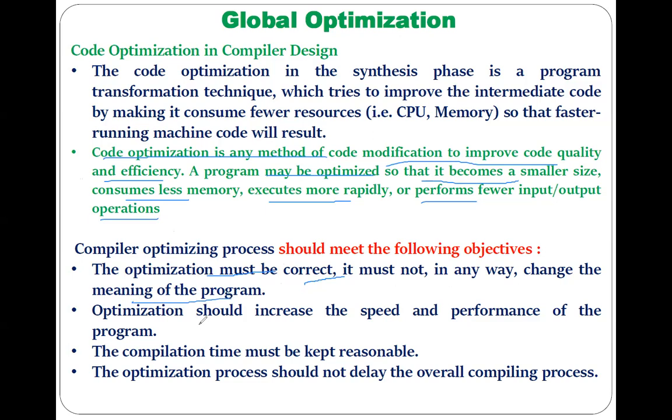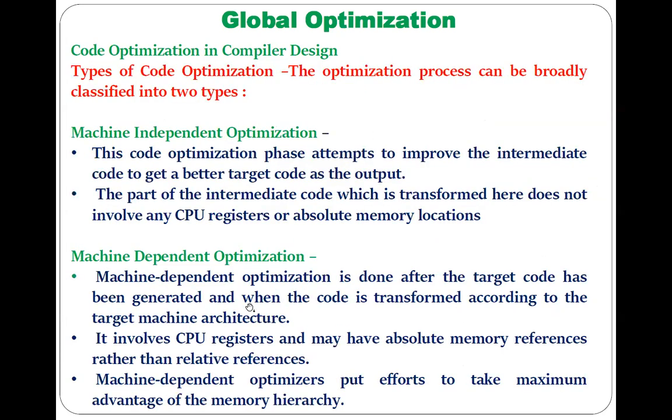And while performing the optimization, it must increase the speed and performance of the program, and also the compilation time should not increase. Understood? So for that purpose we perform the optimization through different techniques, which we have discussed in some previous lectures. Optimization is nothing but rearrangement and modification of the code without changing the meaning of the program, so that our program becomes memory efficient and time efficient, and gets executed faster.